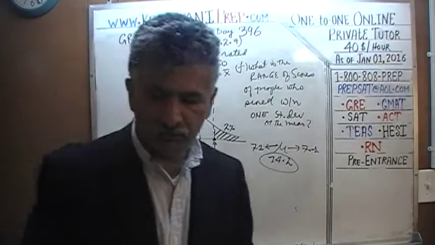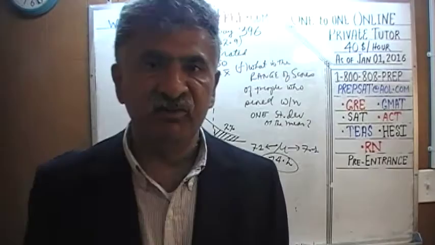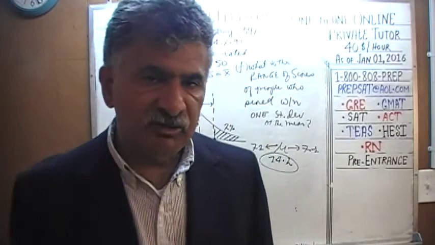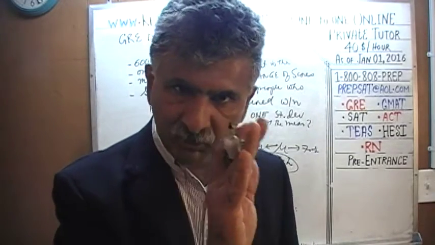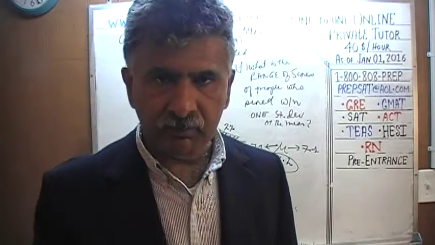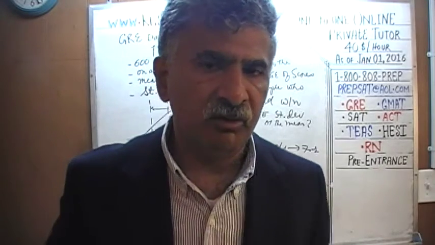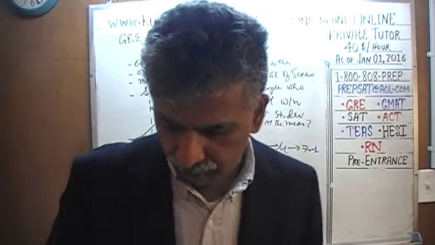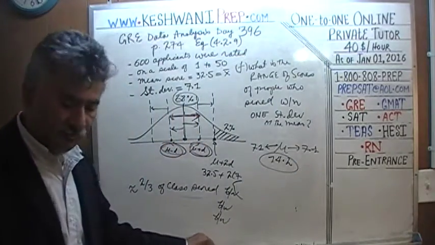The range of people who scored within one standard deviation, when we talk about one standard deviation, that means one standard deviation below the mean and one standard deviation above the mean. Well, the range is going to be 14.2 because the standard deviation is 7.1. That was a bloody silly thing to ask, wasn't it?